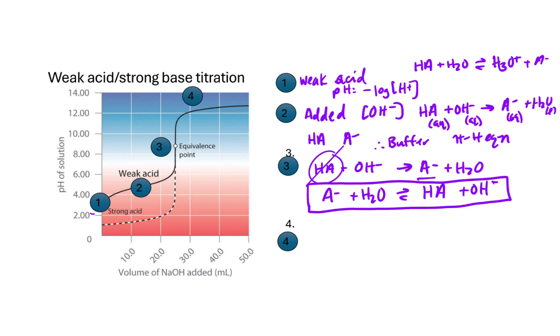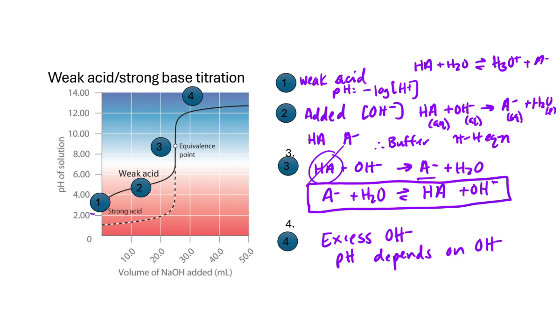At any point beyond the equivalence point, we have excess hydroxide. This is very similar to what we saw in the strong acid, strong base titration. And so this excess hydroxide is going to greatly affect the pH of the solution. So the pH is going to be dependent mostly, and for your purposes entirely, on the OH minus concentration.